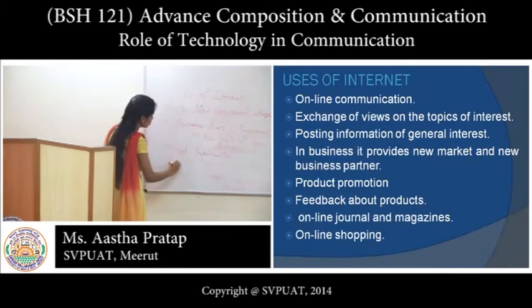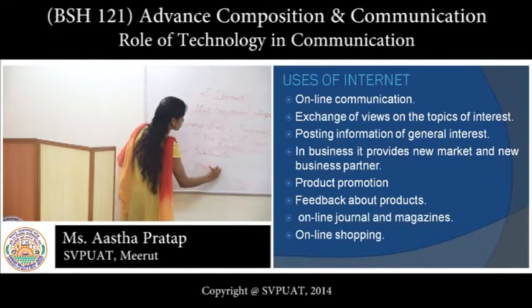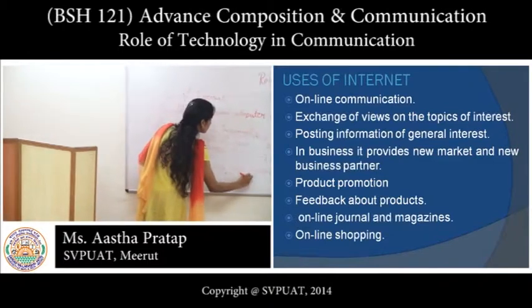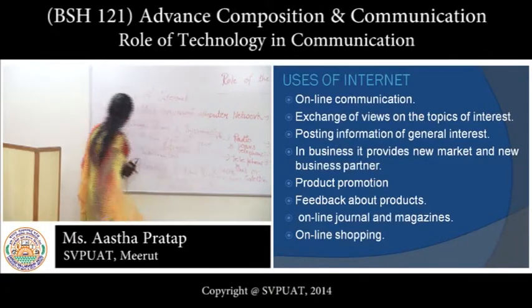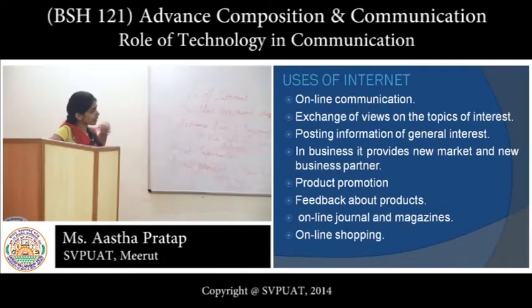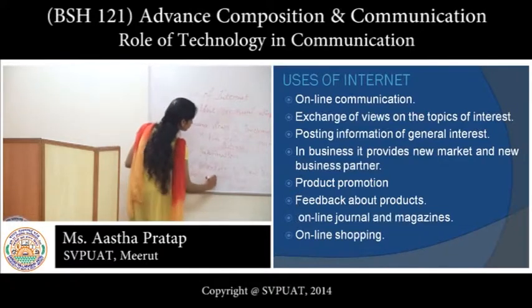Now it provides a new market. From the viewpoint of business, we can say that it provides a new market to the businessman and new business partners. It means internet gives way to business companies to find new markets and new business partners. So what can they do there? They can launch their product, they can promote their product there, and they can get feedback from their customers.